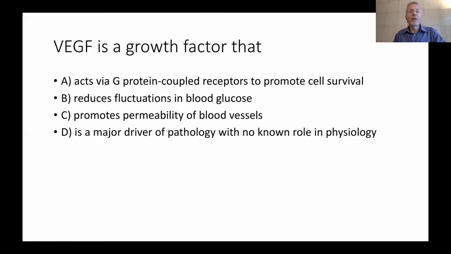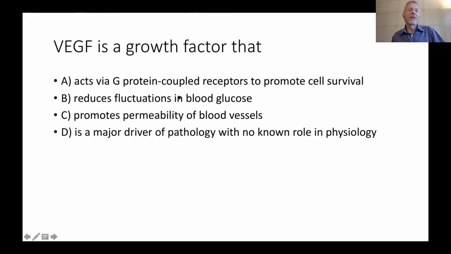So the correct answer, which wasn't unanimous, is that it promotes the permeability of blood vessels. Obviously, VEGF does other things as well, but of the group of 4 that we could choose, that was the best answer. It doesn't reduce fluctuations of blood glucose. That's not the system that it regulates. It acts via receptor tyrosine kinase, not a G protein coupled receptor. And it has a major role in physiology.